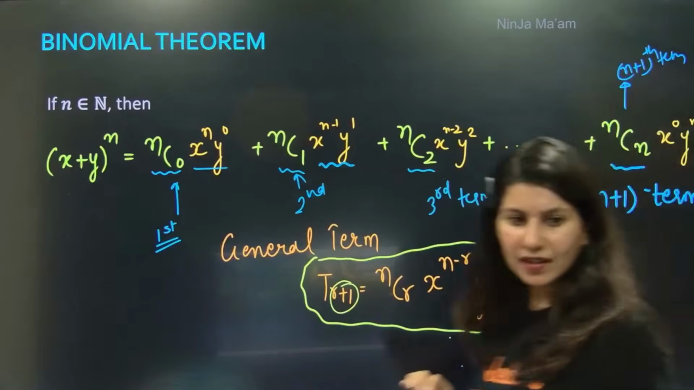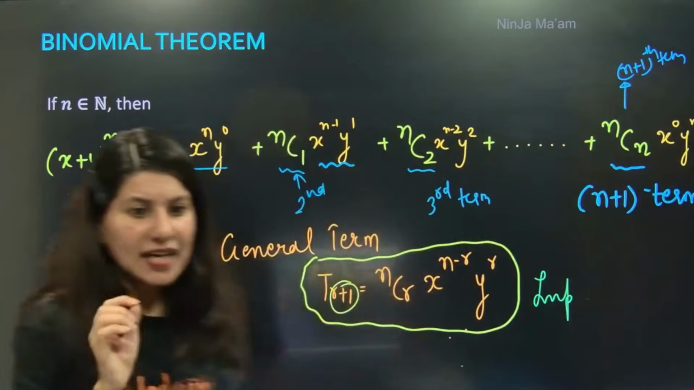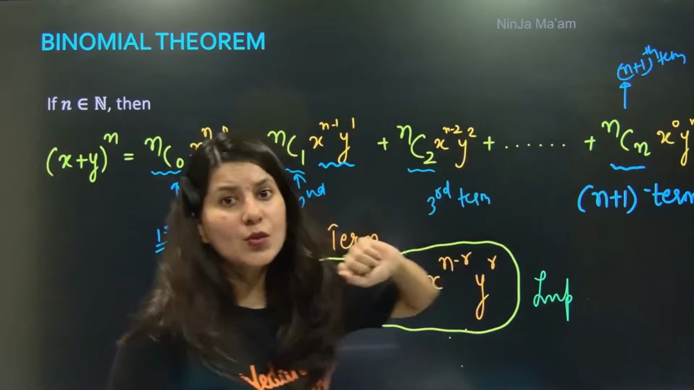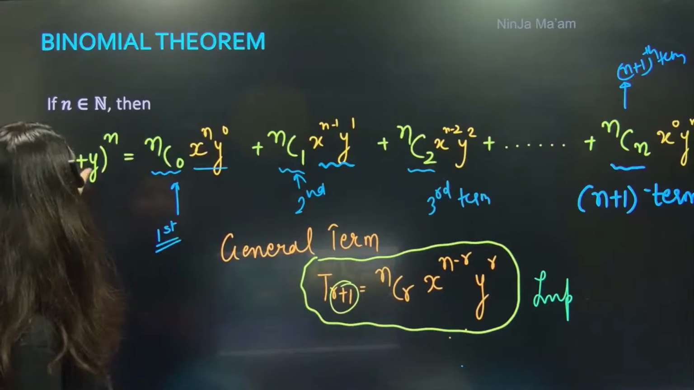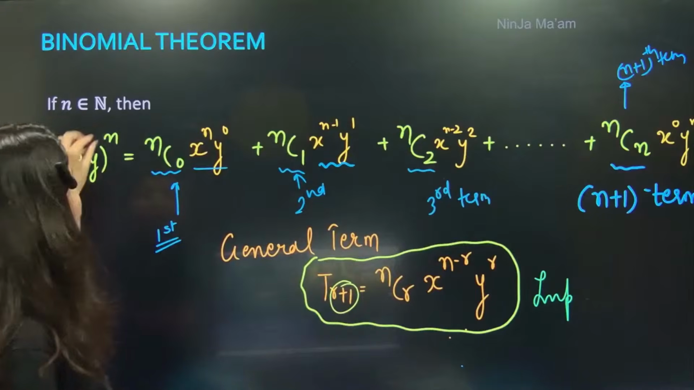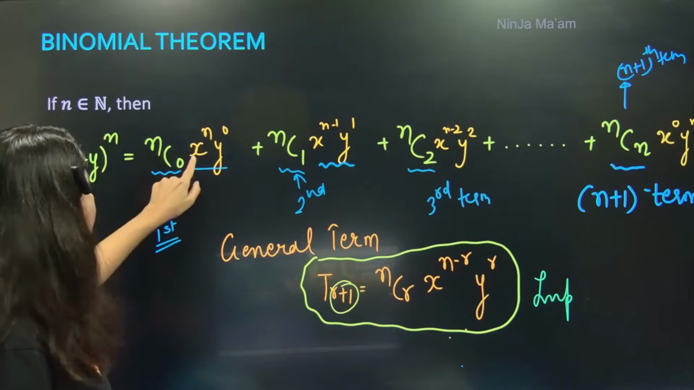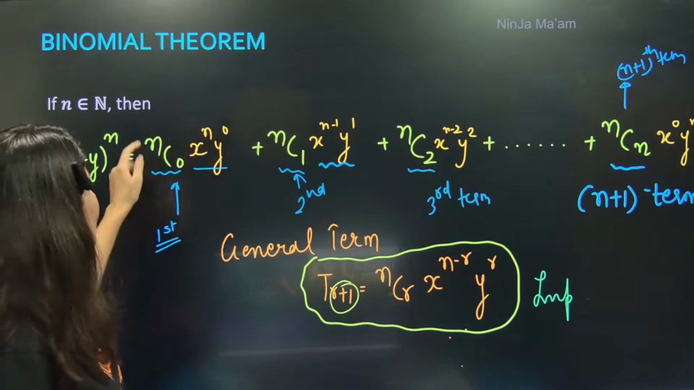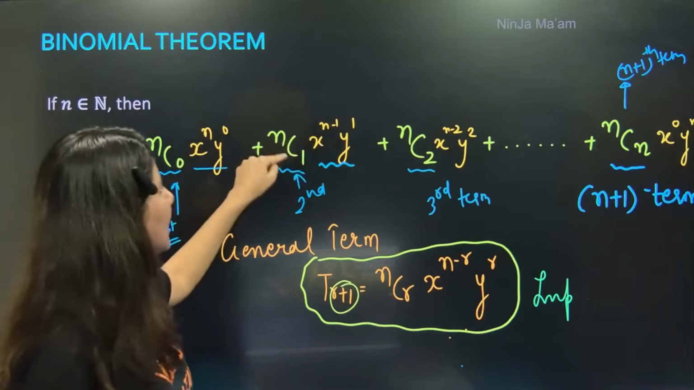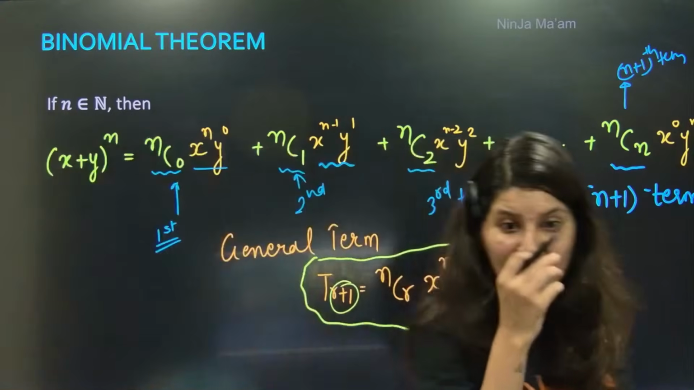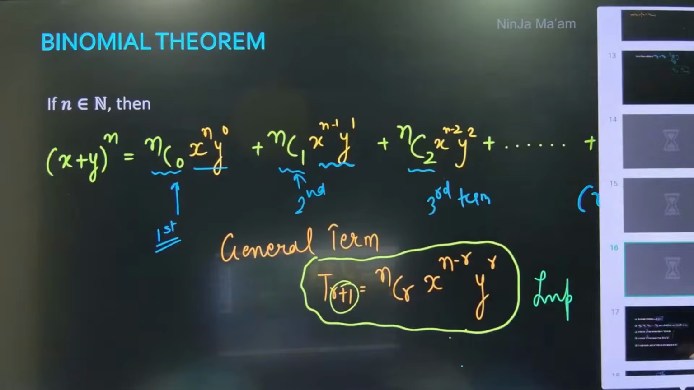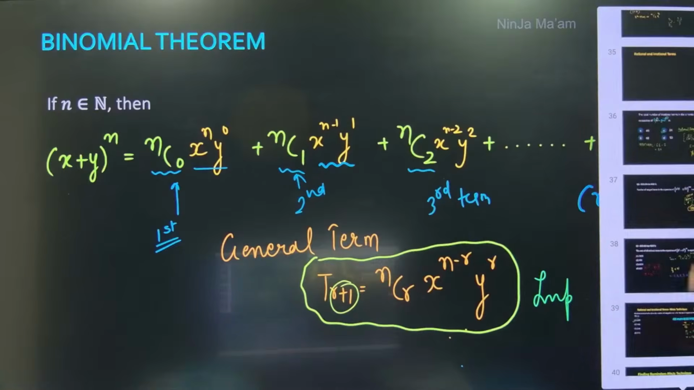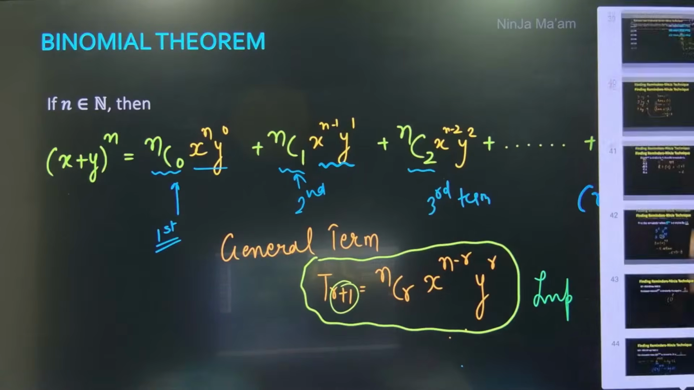Just tell me one thing. If I put x and y both 1, what will you get? Ma'am, if x and y both are 1, this is 1 plus 1, 2 power n. And here x and y both are 1, so 1 power anything is gone. So this will be nC0, nC1, nC2, and all the way up to nCn. So if you put x and y both equal to 1, what you will get is 2 power n.